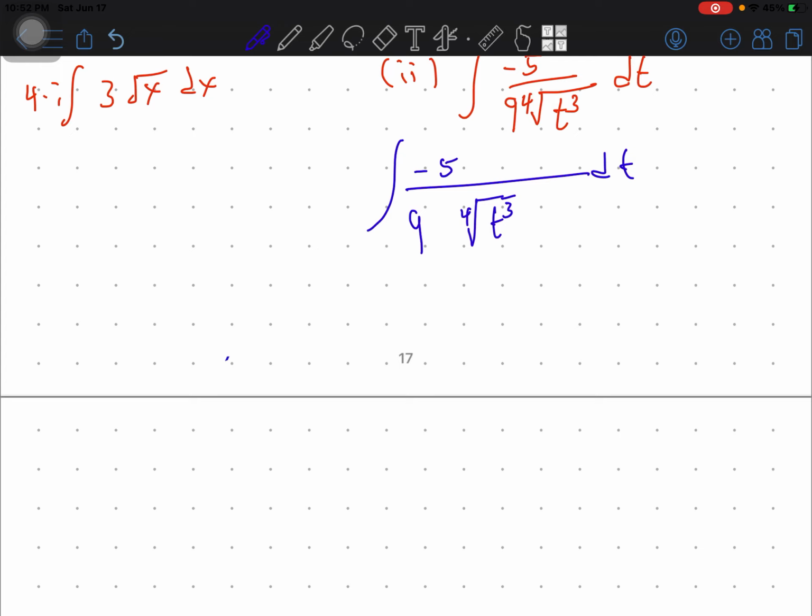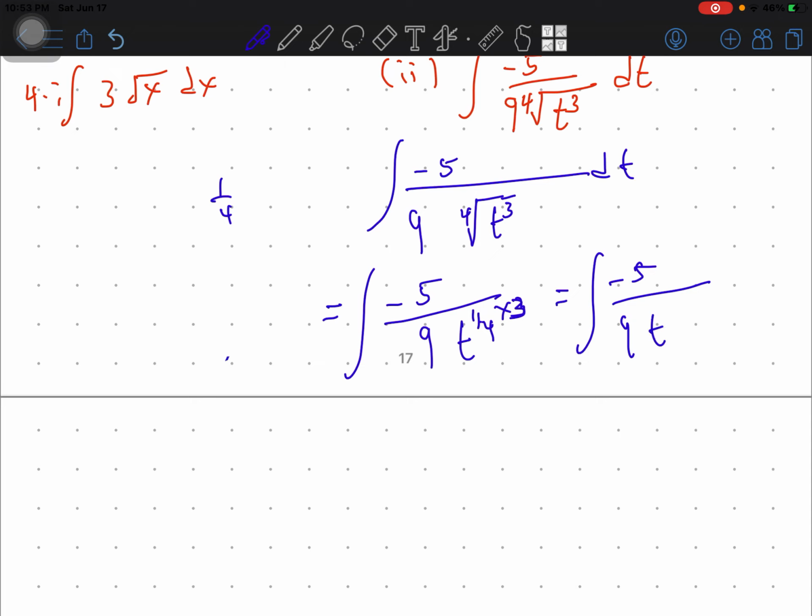So getting a question in this state, what you need to do is some simplification, right? So in doing the simplification, what you can do is apply your indices here, and then you are going to get -5 over 9. And then here is the fourth root, and then the fourth root is 1 over 4. So what you can do here is t power 1 over 4, and then multiply by 3 because the exponent is also power 3, right? And at the end of the day, you are going to get integral of -5 over 9 t power 3 over 4. And don't forget the dt.